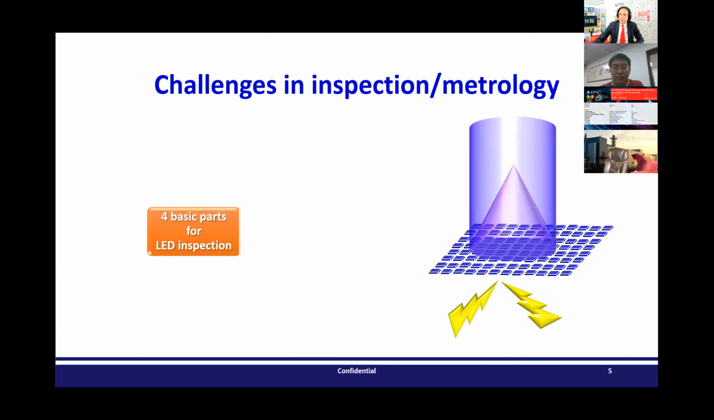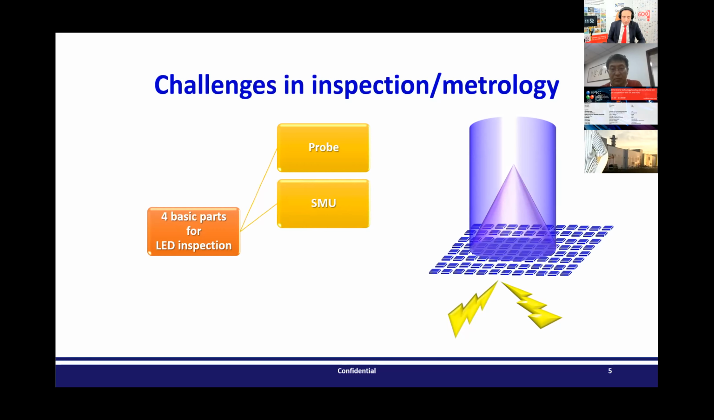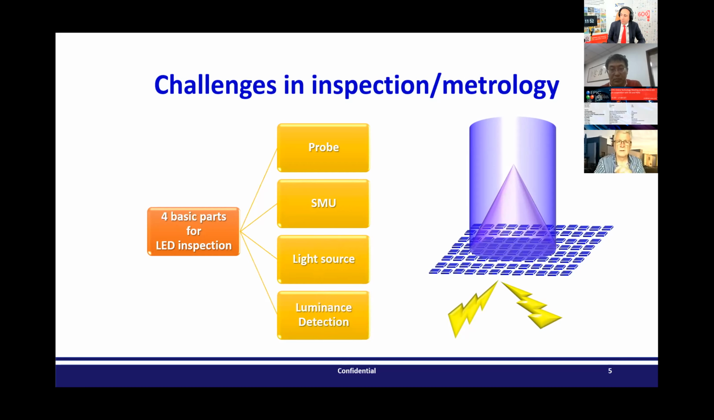To do this kind of measurement, there are four basic parts for LED inspection. First, the probe. We use the probe to light up the LED. Second, the SMU. We use the SMU to measure the electrical properties. Third, the light source. We use it to excite the PL spectrum. Fourth, the most important thing, we use a photodetector to get the luminance from the micro LED.